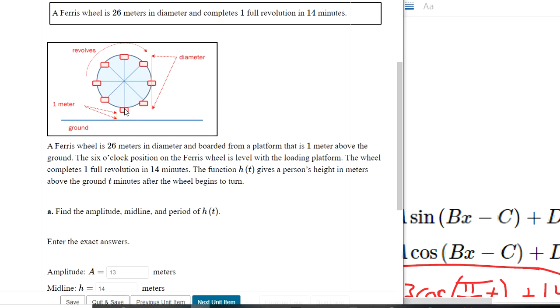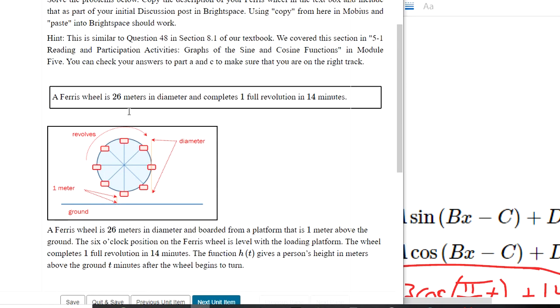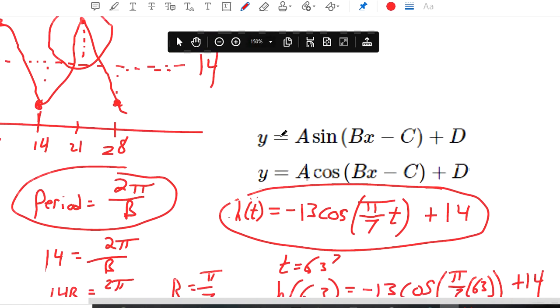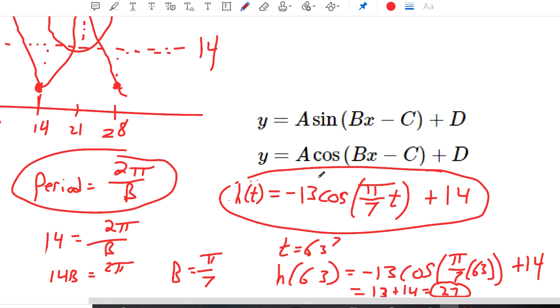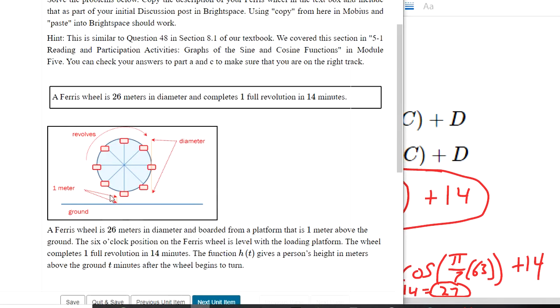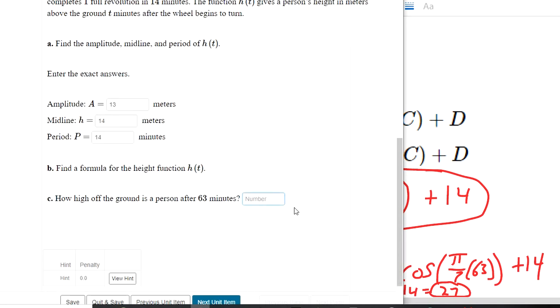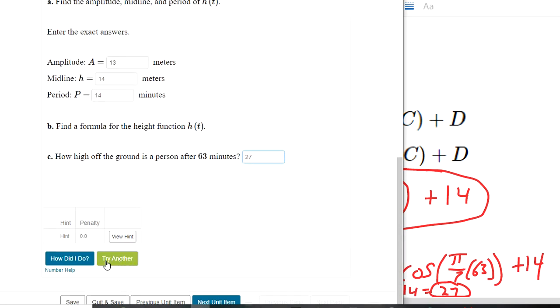So if it's 14 minutes for a full rotation, it's 7 minutes for a half rotation. So if we do that number plus 7, that hits us at 63 minutes. That puts us right at the peak. So that makes sense. The function was working. At 63 minutes, we should be at the top of the Ferris wheel based on those 14-minute rotations. So this is our function for part B. And then for part C, you're plugging in a value into the function to see if it makes sense. At 63 minutes, we said 27 for my height. Let's just make sure that checks out.